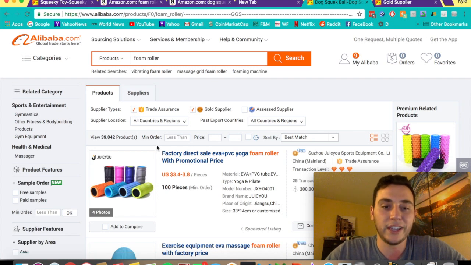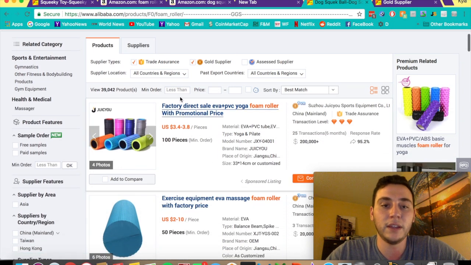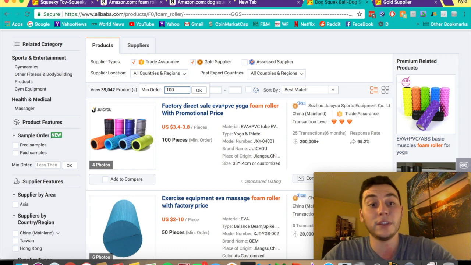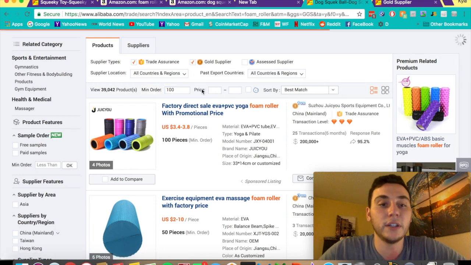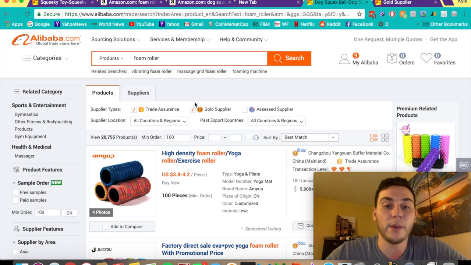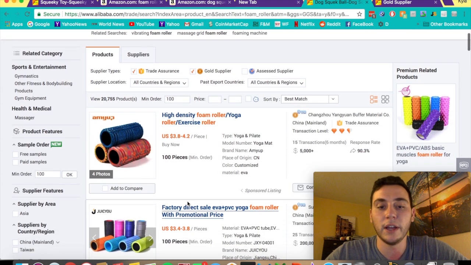So I just click it, not necessarily going to use it. I can go through here. Maybe I don't have a lot of startup capital, and I can only afford 100 of these foam rollers. So right now I have 40,000 products that meet the criteria. And if I do minimum order 100, it goes from 40,000 to 20,000. So cut in half. So a lot of suppliers don't want to do smaller orders because it's more expensive for them. But you can find suppliers that way that can do smaller quantity orders, kind of like a test order.